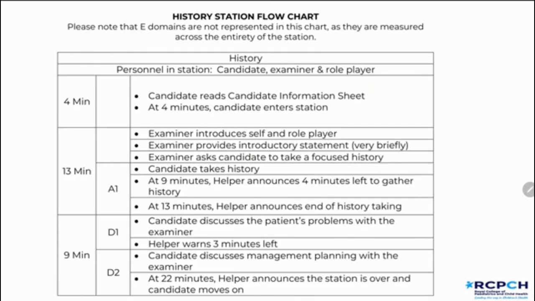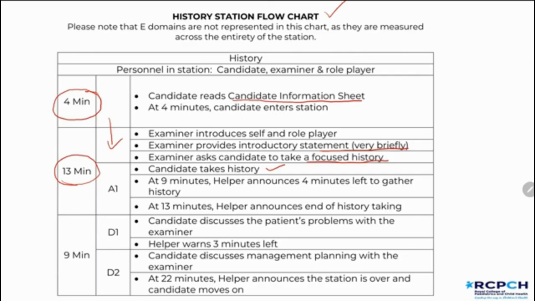So this is the flow chart for the history station. The candidate will be waiting outside the room for 4 minutes, and at that time will be given the information sheet. At the end of the 4 minutes, the candidate will enter the room and take the focused history from the role player for 13 minutes. After entering the room, the examiner will introduce self and the role player, provide an introductory statement very briefly, and ask the candidate to take a focused history from the role player.